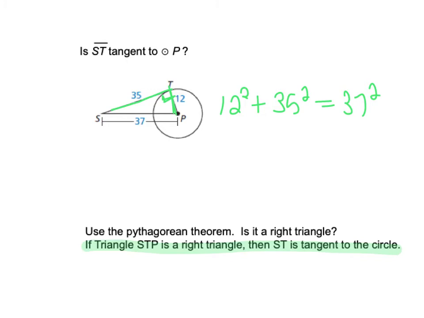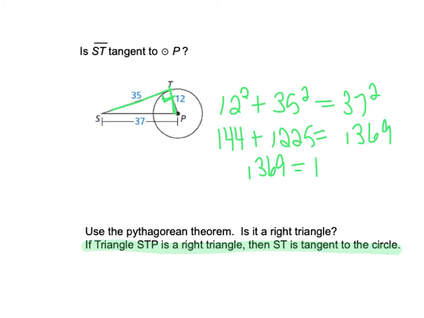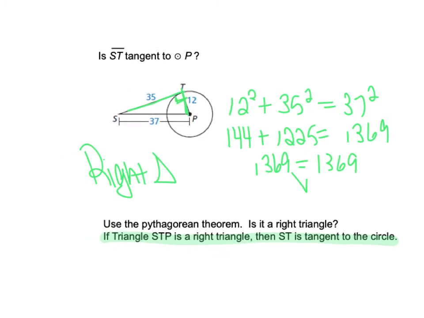Okay, so 12 squared is 144. You're going to probably need your calculator. 35 squared is, what is that, 1225? And 37 squared is 1369. So if we put those two together, I believe we get 1369 equals 1369. So since the Pythagorean theorem is true and they equal each other, that means that yes, it is a right triangle. And that also means that yes, it is tangent to the circle because it is a right triangle.